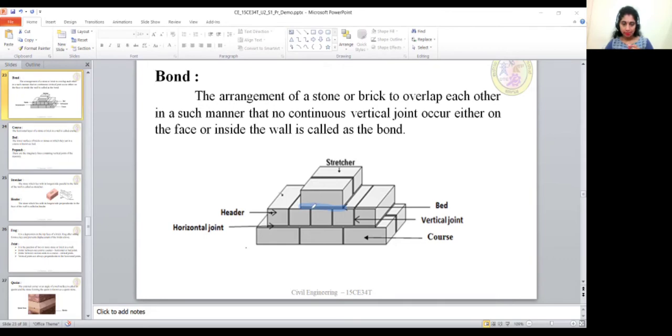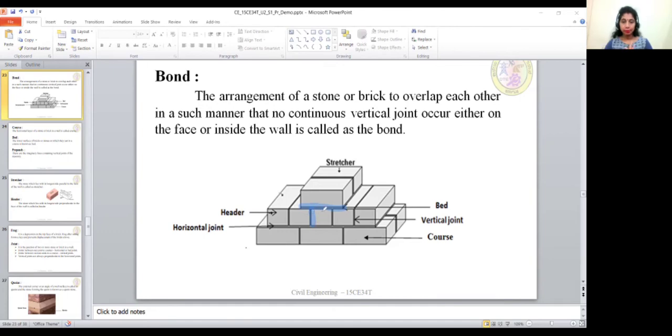Then perpends, say joint. First let us see joint. The junction of two or more stones or bricks in a wall is known as joint. See, there is one brick, there is another brick. The junction between two bricks is known as joint.